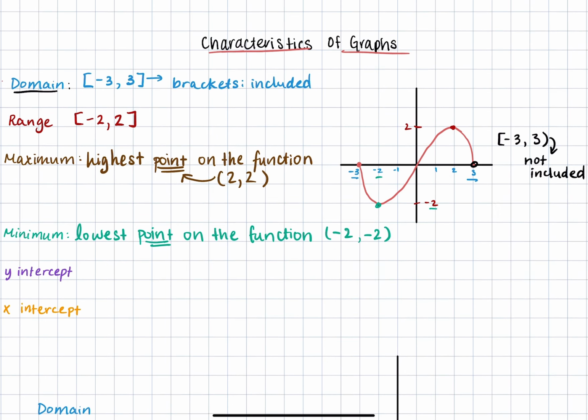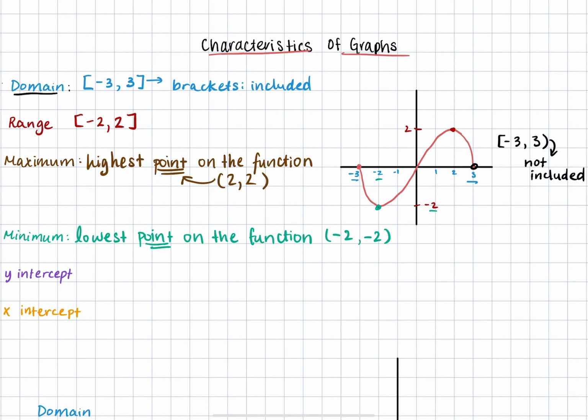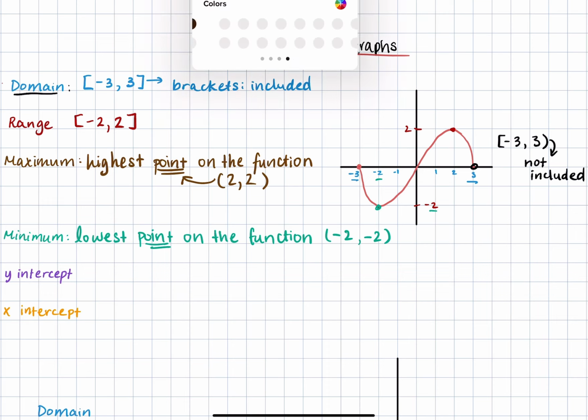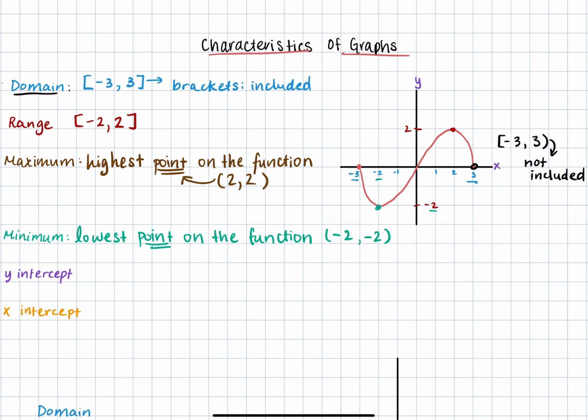Your y-intercept is the point on the function that touches the y line. So this is the y line and this is the x line. We're looking for where the function touches the y line. The y line extends all the way from the top to the bottom, and it touches right here at the origin. So we can say that this is (0, 0).